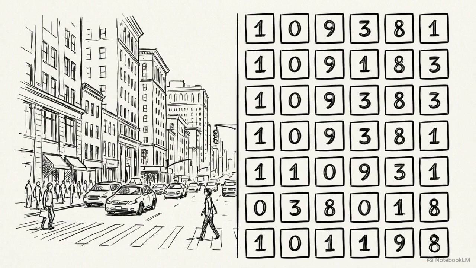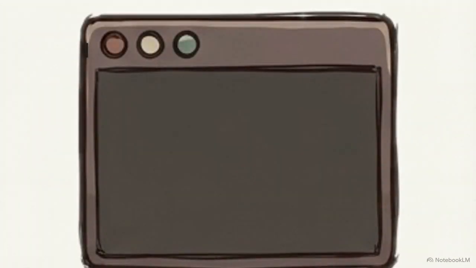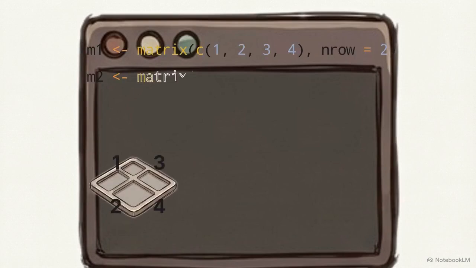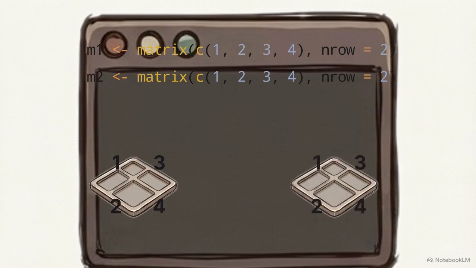Once data is structured into these grids, the system has to combine them to find patterns. We start with basic element-wise multiplication. In your console, define 2 identical 2x2 matrices. Call them M1 and M2. Then multiply them using the standard asterisk symbol.